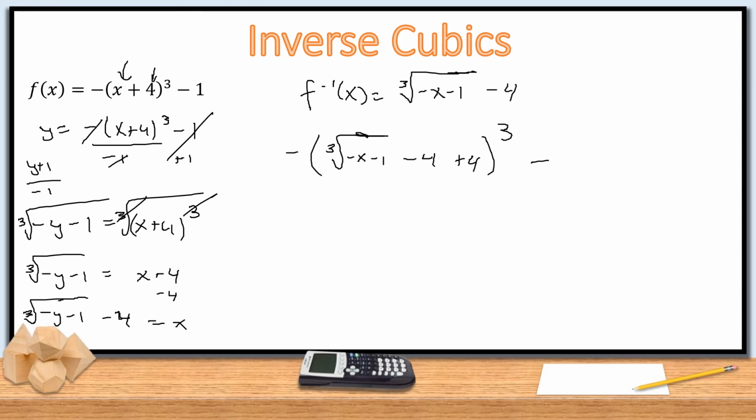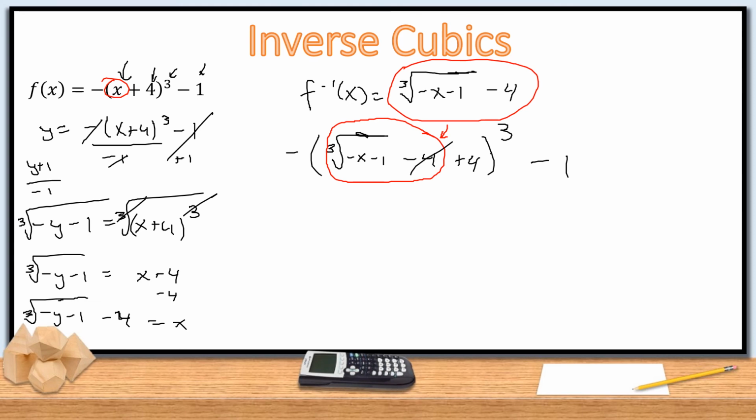Close it to be cubed minus 1. So this is the minus 1 in the cube part. That's where those are coming from. So I'm literally just taking this and substituting it in the place of x in that original function.